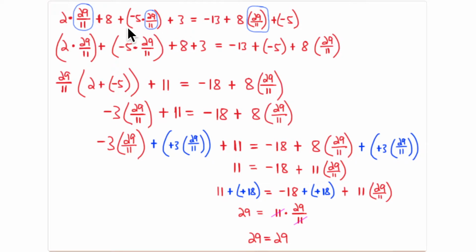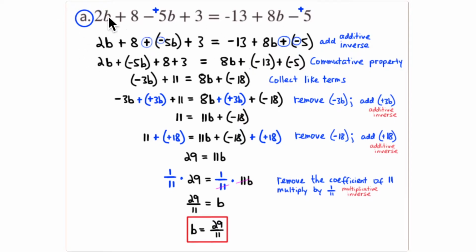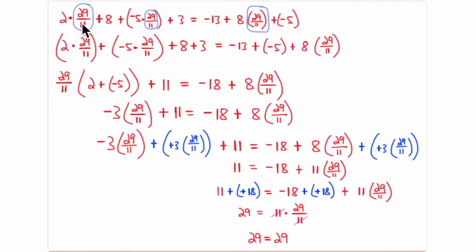Now, as you work through this, don't immediately multiply 2 times 29/11 or negative 5 times 29/11 or 8 times 29/11. Keep that fraction as 29/11 as long as you can. It is no different than when we solve this, keeping this as b. So instead of 2b, you have 2 times 29/11. Instead of a negative 5b, you have a negative 5 times 29/11. So you can treat that as 2 plus negative 5, 2 plus negative 5. I'm factoring out the 29/11.